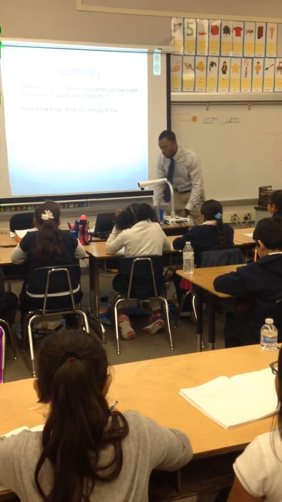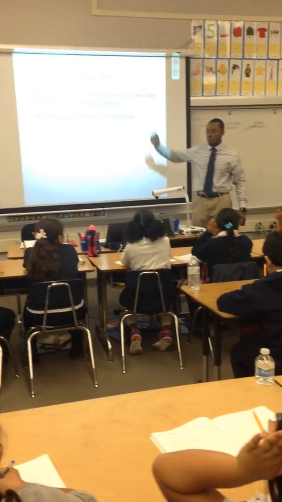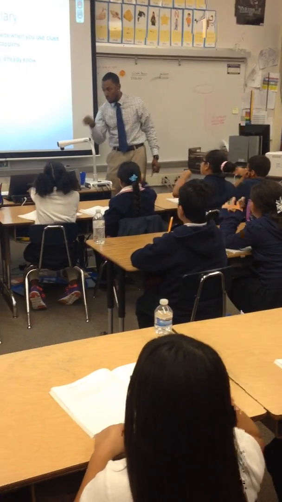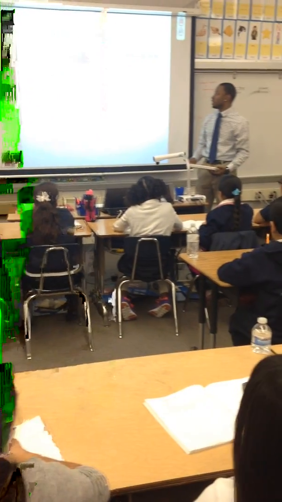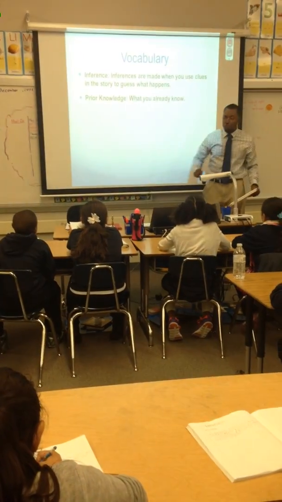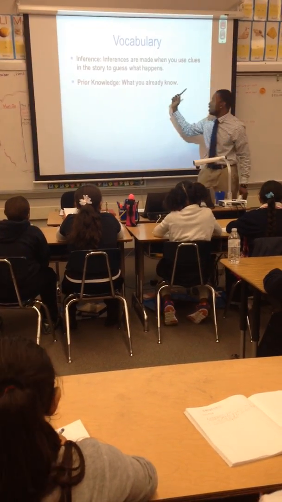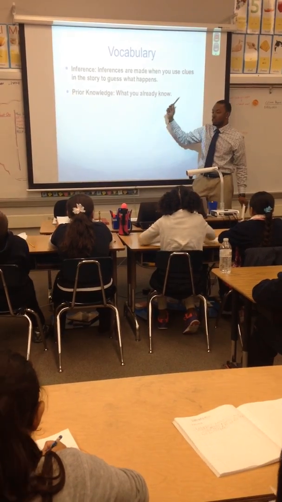It's when you take the information from the text and what you hear with your prior knowledge to make a really good guess. Okay, you must know this, so I'm going to check on you at the end to make sure you know what an inference is. All right, the next definition is prior knowledge. What is prior knowledge? Prior knowledge is what you already know. Class, what is prior knowledge? What you already know. Good.